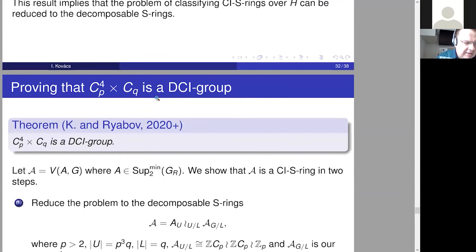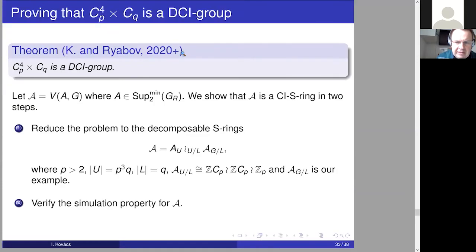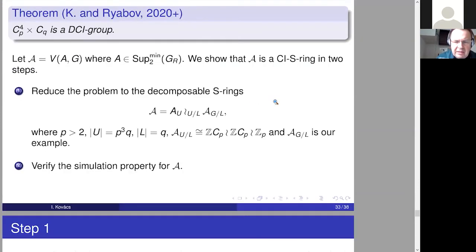Okay, in the last 10 minutes, I would like to talk about how we prove that C_p^4 times C_q is a DCI group. So as the first step, we take a group, an overlay group, a 2-closed overlay group, minimal with respect to this Sylow subgroup relation, and you take the corresponding A-subgroup. And our goal is to show that A is a CI S-ring, and this is done in 2 steps.